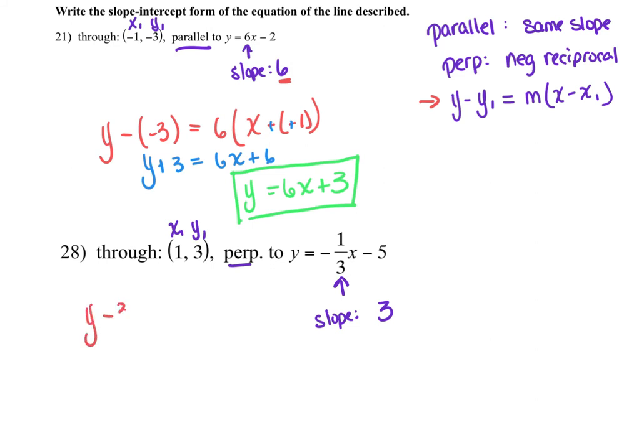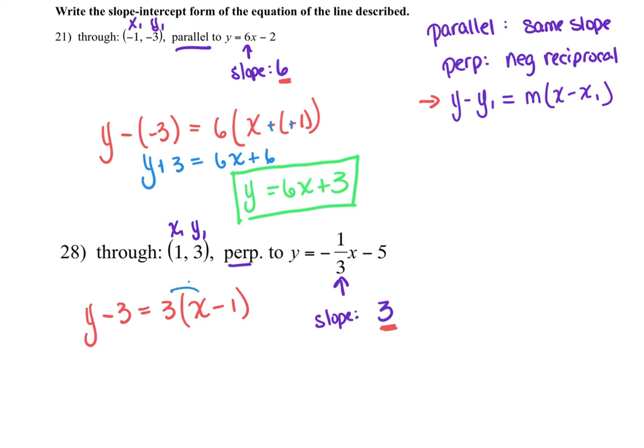I would do the same thing for perpendicular. y minus my y1 equals this perpendicular m, 3, times x minus my x1. You'll notice that I am not using anything else from those reference lines. I don't care about that -5. I do not care about that -2. I only care about the slope of that reference line.